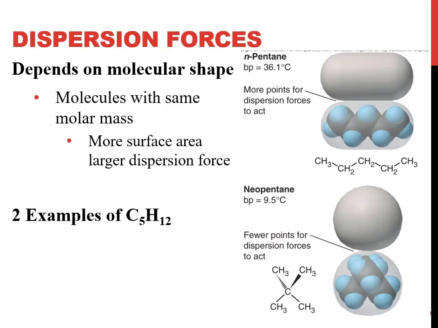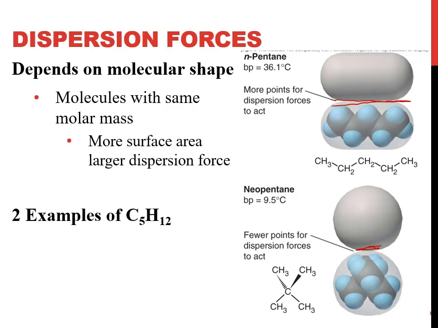The one on top I like to refer to as a hot dog. It's this very long chain, while neopentane is more like a sphere. When we look at the surface area that we would have between our 2 molecules, it is very different. N-pentane has a lot of area between the 2 molecules because of the chain, while neopentane only has a small surface area between the 2 molecules because of its spherical shape. This is going to impact our dispersion forces, and you can see that based on the boiling point. Even though they have the same molar mass, their boiling points are very different. N-pentane has a higher boiling point than neopentane because of the surface area.